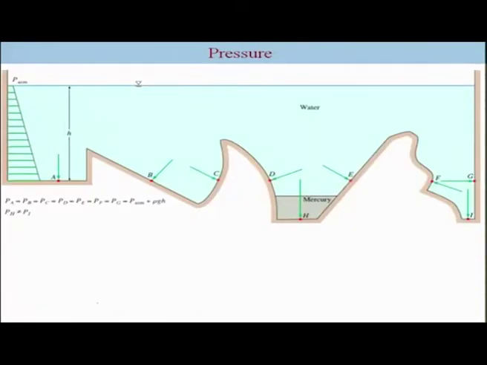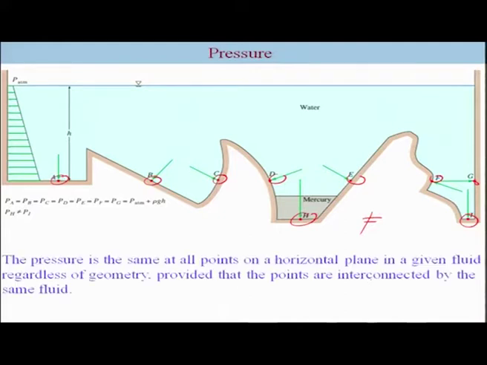This also tells you that the pressure along the horizontal points for a given fluid will remain constant, though the pressure increases with depth. In this complex geometry, the pressure here is the same as here, here, here, here, here and here, but the pressure here and this are not the same, for the simple reason that this is a different fluid. Okay, so you need to have the same fluid in order to have equality of pressure.